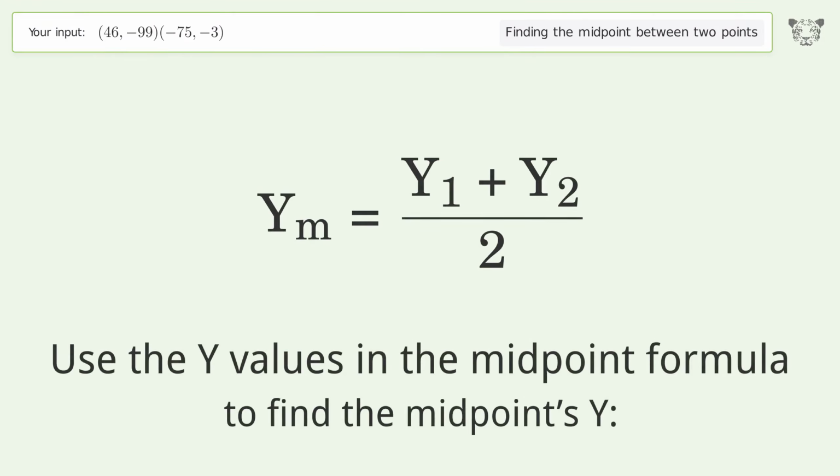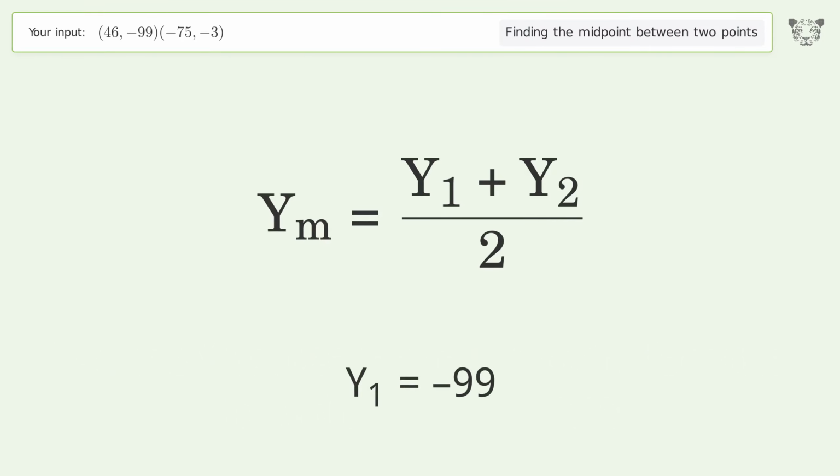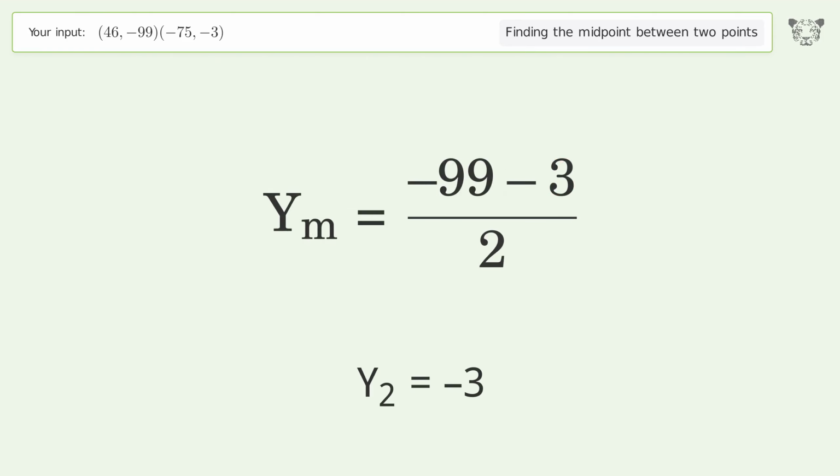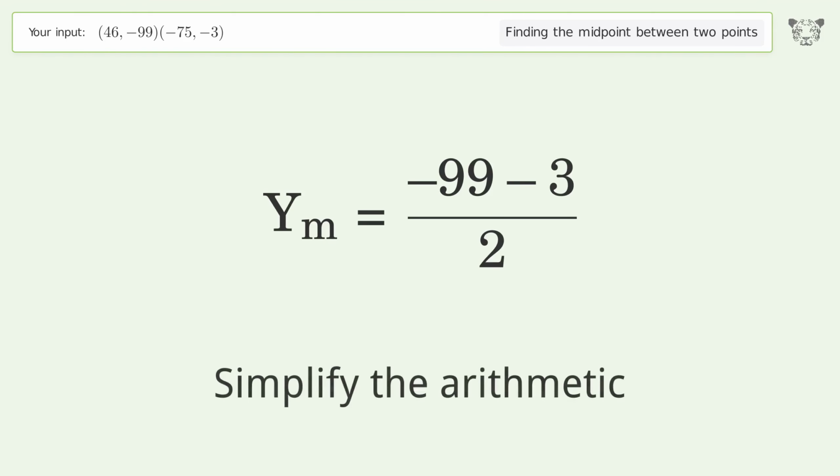Use the y values in the midpoint formula to find the midpoint's y. y1 equals -99. y2 equals -3. Simplify the arithmetic.